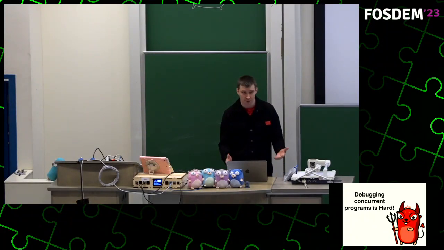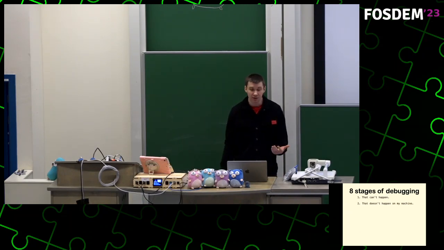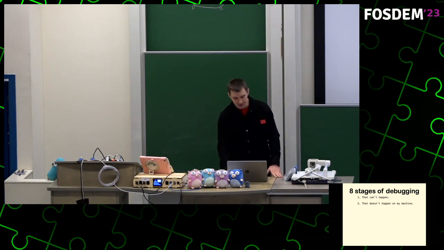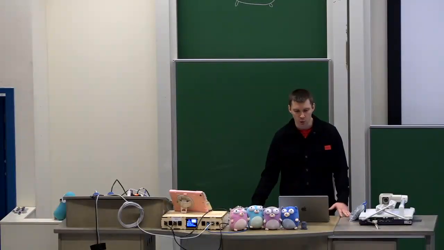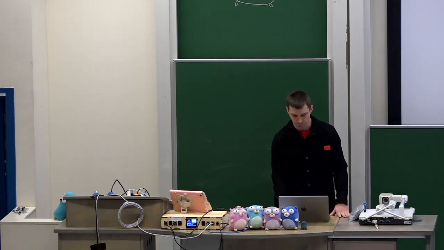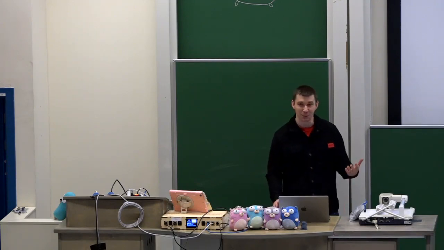Every day at work, I feel like I go through these 8 stages of debugging myself. So that can happen. That does not happen on my machine. That should not happen. Why does it happen? Oh, I see now. I feel I know what the problem is. Then, how did it ever work? Last couple of days I saw a PR like, oh, it's not been working for 2 years, some code. And like, who wrote this? And like, oh wait, it was me.